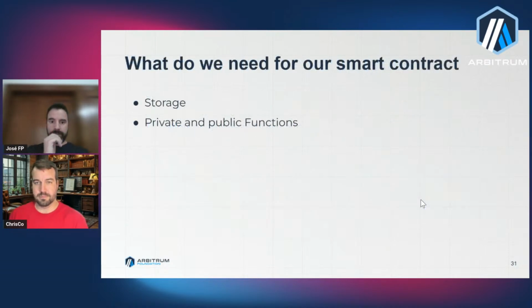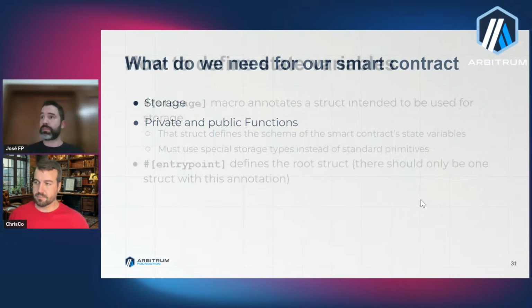All right, so what things do we need to keep in mind when writing a smart contract in Rust using the Stylus SDK? Well, there are many things, right? But if we go to the basics, we want to be able to handle the storage and to handle private and especially public functions, okay?